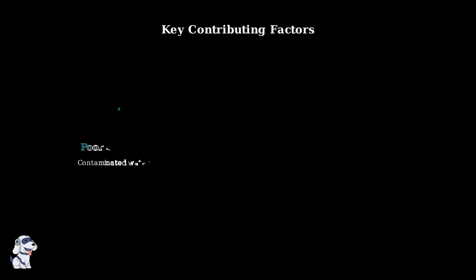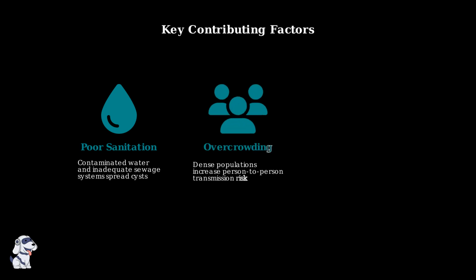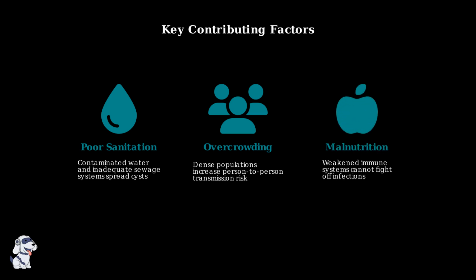Poor sanitation is the primary driver. When sewage systems are inadequate and water sources become contaminated, Entamoeba cysts can easily spread through the community water supply and food chain. Overcrowding amplifies the problem. In densely populated areas with poor infrastructure, the close contact between people increases the chances of transmission through contaminated food and water. Malnutrition creates a perfect storm.